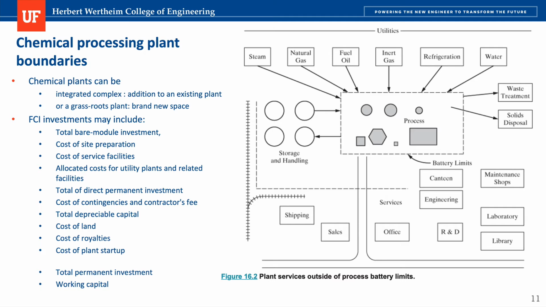You also have the total depreciated capital, cost of land, cost of royalty, cost of plant startup, the total permanent capital investment, and the working capital. And we're going to go through all of this throughout the different steps that we're going to partake in when we are trying to calculate the profitability of a chemical plant. I just wanted to give you this idea because not all of it may be included in your analysis.